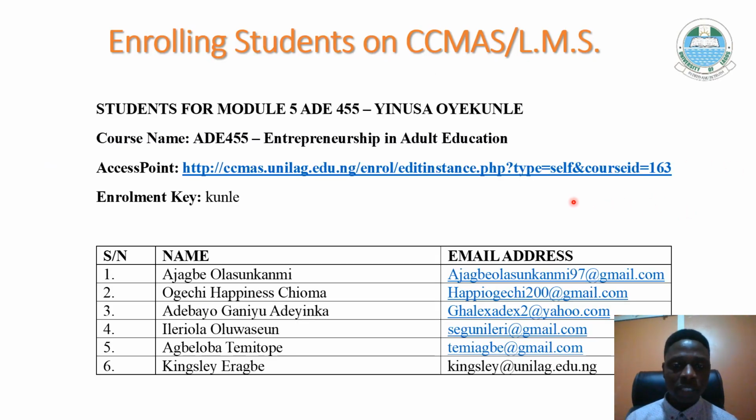Now, once you have that, this is where you will press Ctrl V and paste the access point. You can see this is the access point I copied on that my page, and this is the enrollment key, Kunle. Once you have all of this, then you are good to send this information to your prospective enrollee or learners.